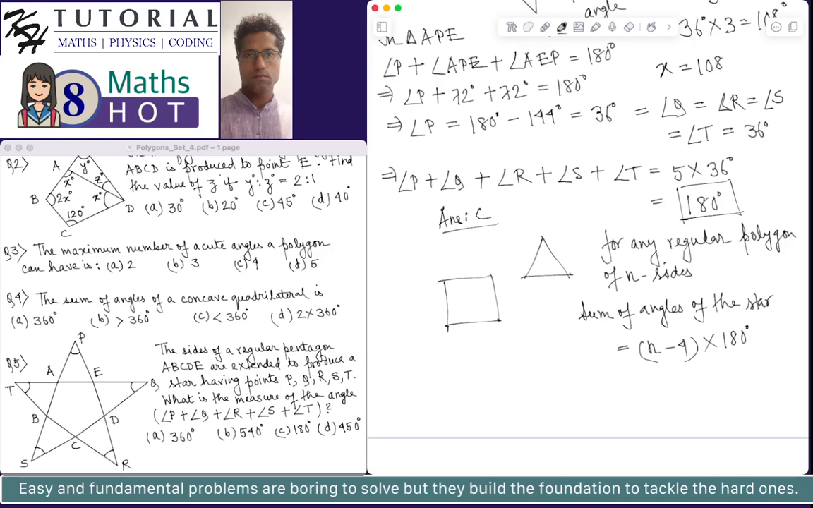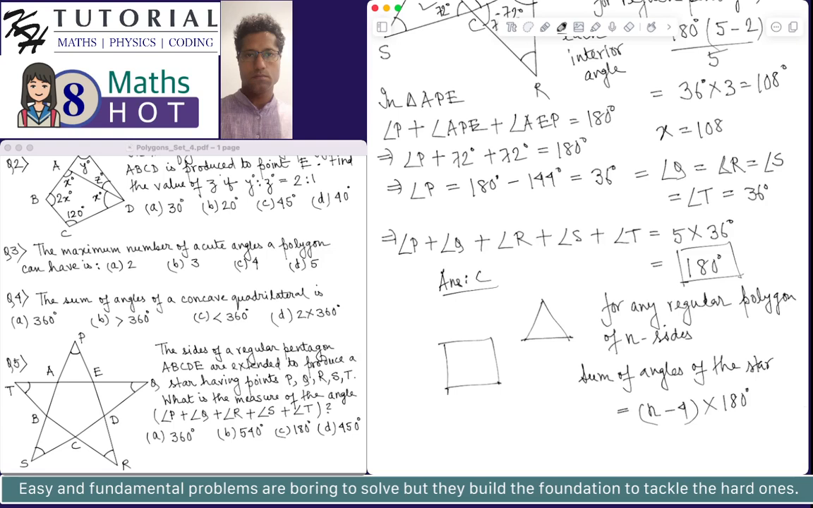So this is a formula that you can remember: for any regular polygon, if you extend all the sides and create a star, then the sum of all the corner angles of the star will be equal to n minus 4 multiplied by 180 degrees, where n is the number of sides of the regular polygon.